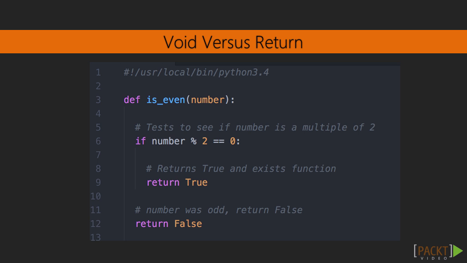Suppose I have a very simple function called isEven, which takes a number, and I want to test if this number is even or odd. So I do if number mod 2 is equal to 0, then I would say return true, meaning the output of this function is true, and otherwise false.